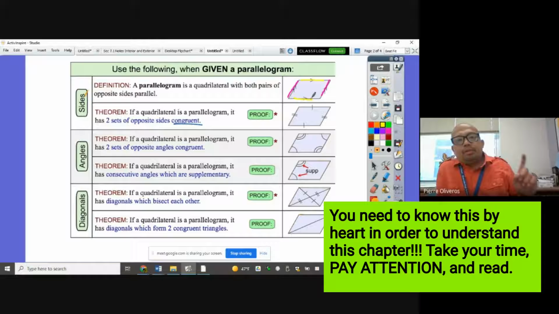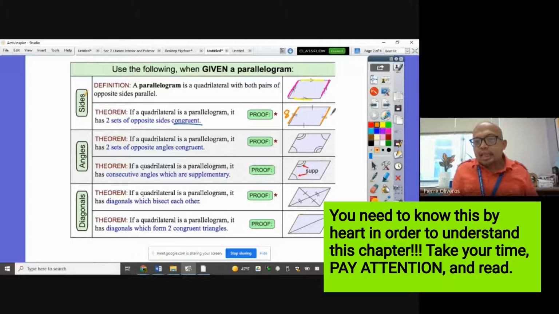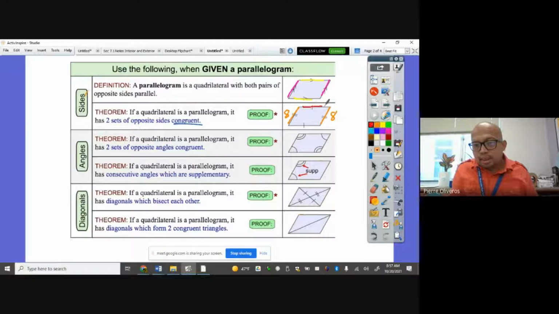The theorem: if a quadrilateral is a parallelogram, it has two sets of opposite sides that are congruent, meaning to say these opposite sides are congruent. If this is 8, this has to be 8. This opposite side here has to be congruent. This is 10, that's 10. They could both be 10, that's fine, as long as the opposite sides are congruent.